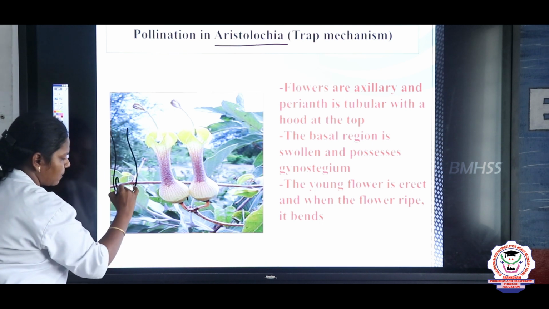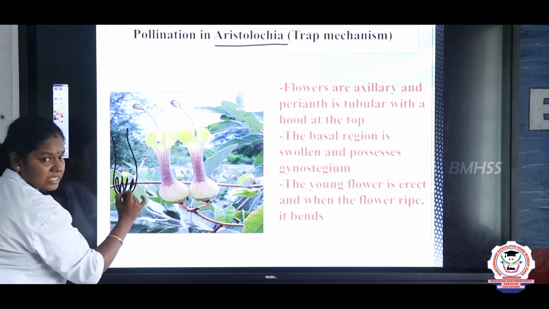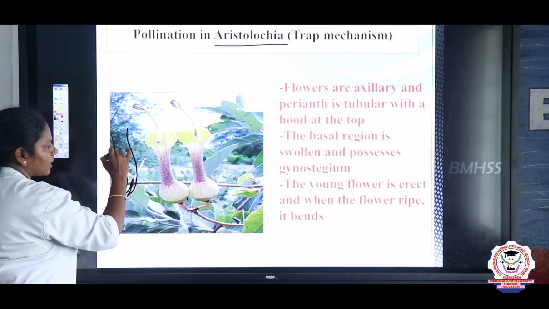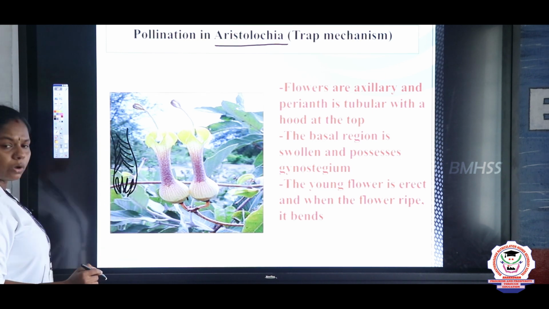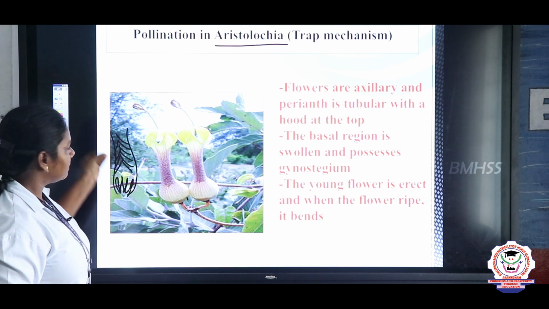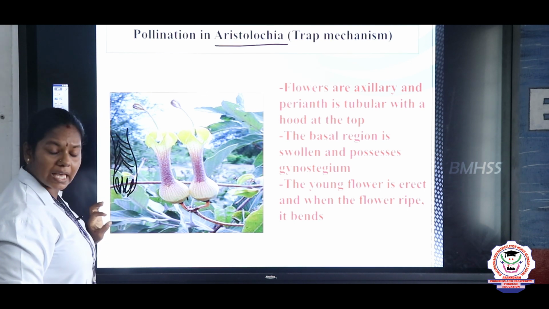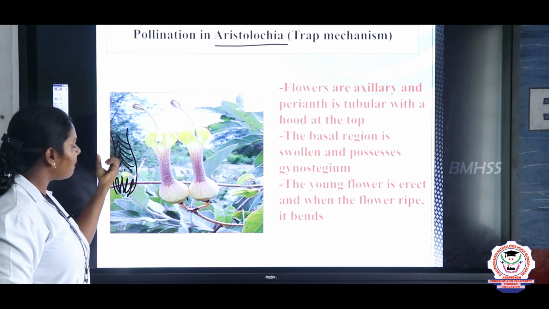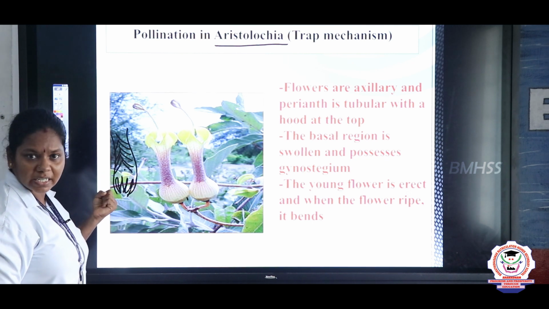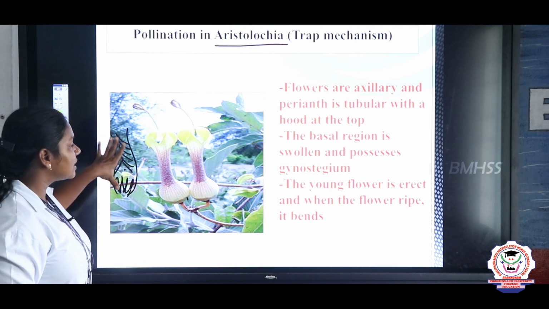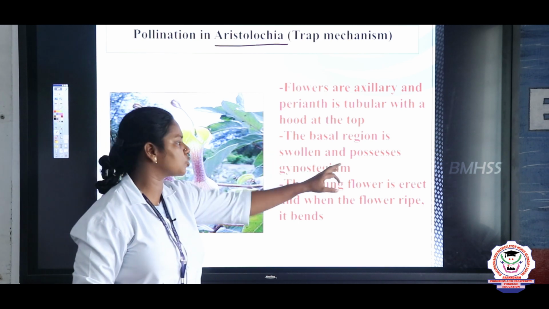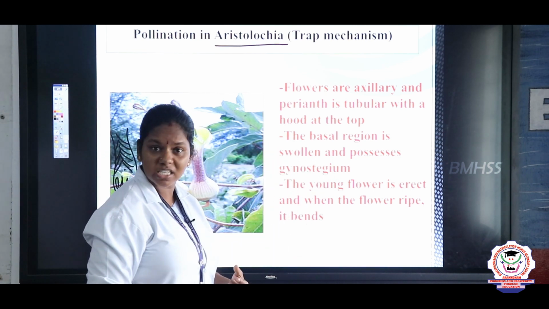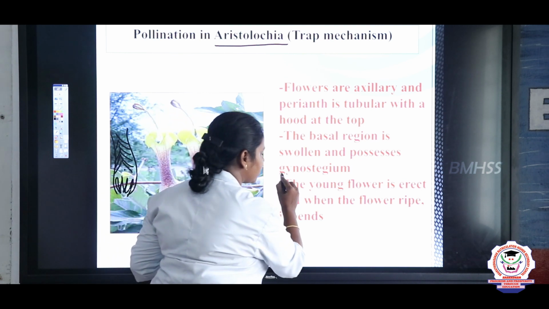Here the anther will be present, and here many hairs like this will be present. So, when the insect approaches the flower to take the nectar, it is trapped by the hairs present inside the flower. This is how the inside of this flower will be, and here the basal region is swollen and possesses the gynostegium. Already I told you what I mean by gynostegium.